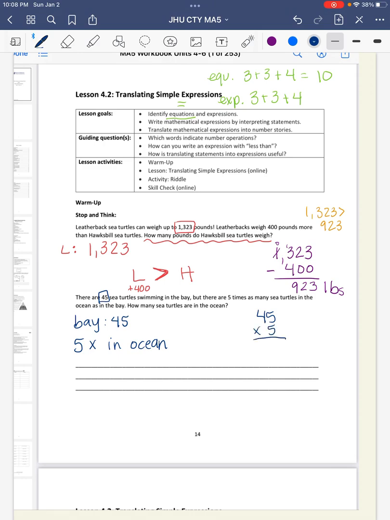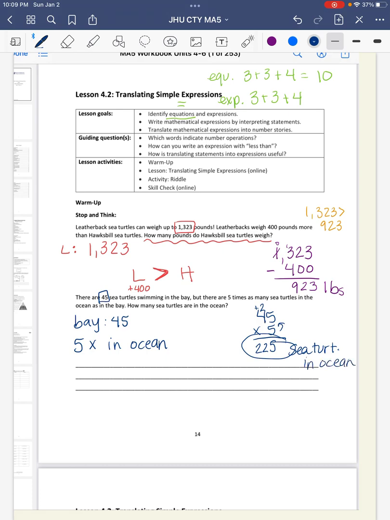Look at us using stuff from Unit 2. Unit 2 is all about multiplication. Okay, and you learned the standard algorithm for multiplying multi-digit numbers. You line up your numbers, and then I'm going to multiply from right to left. So 5 times 5 is 25. Got to carry that 2. 5 times 4 is 20, plus my 2 is 22. 225. There are 225 sea turtles in the ocean.